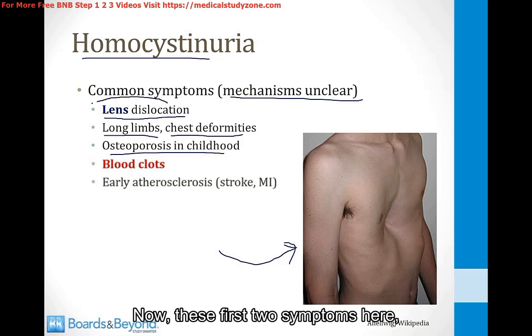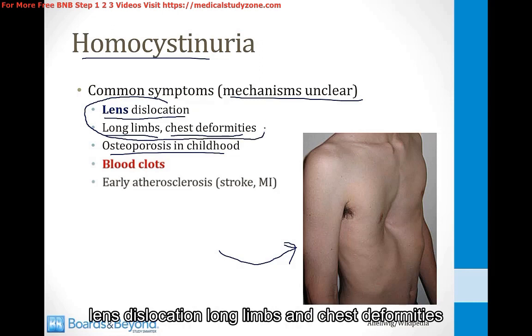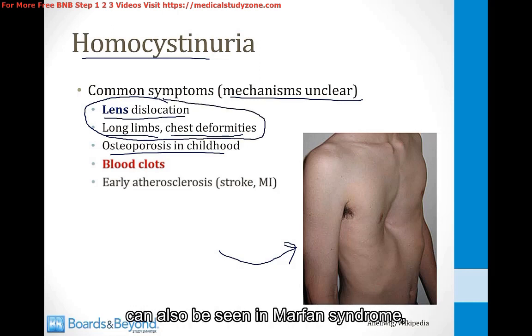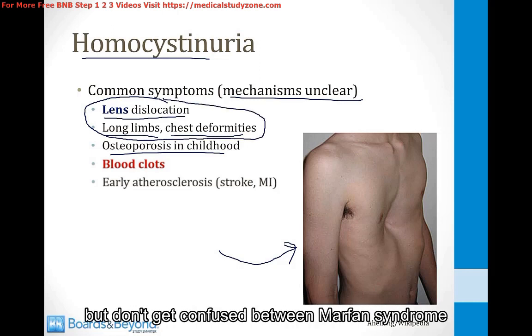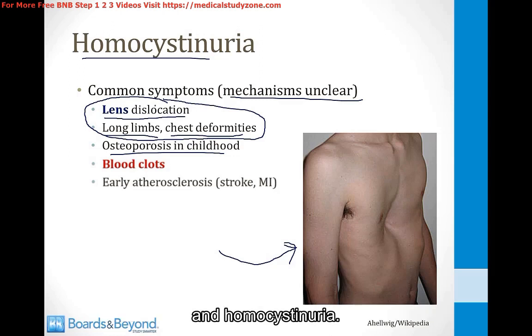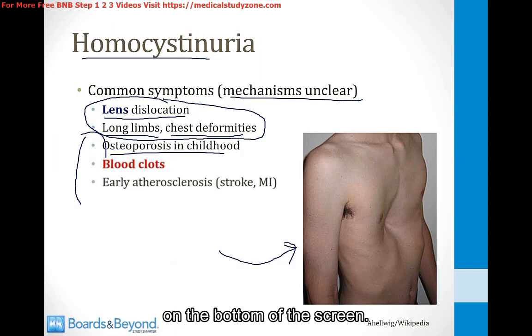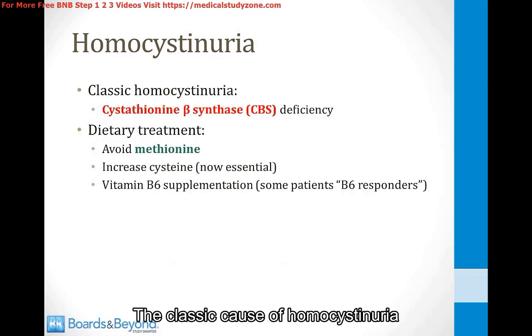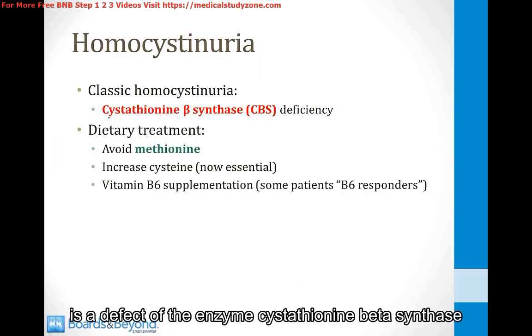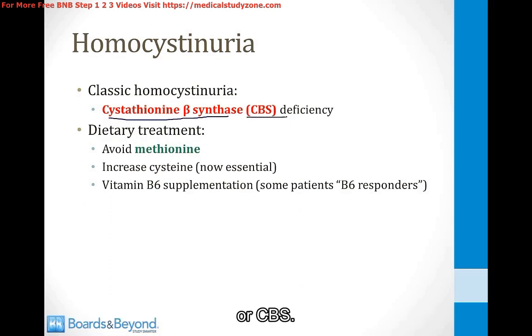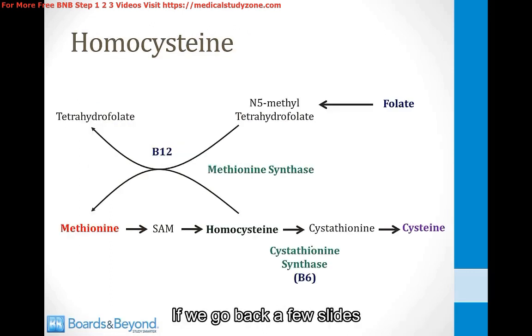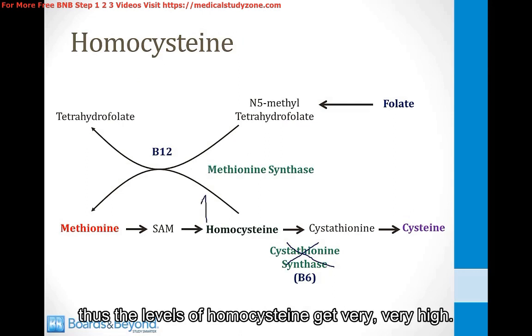Now, these first two symptoms here, lens dislocation, long limbs, and chest deformities, can also be seen in Marfan syndrome, but don't get confused between Marfan syndrome and homocystinuria. Only homocystinuria will display these problems on the bottom of the screen. The classic cause of homocystinuria is a defect of the enzyme cystathionine beta synthase, or CBS. If we go back a few slides, this is the enzyme that's deficient in classic homocystinuria. Thus, the levels of homocysteine get very, very high.